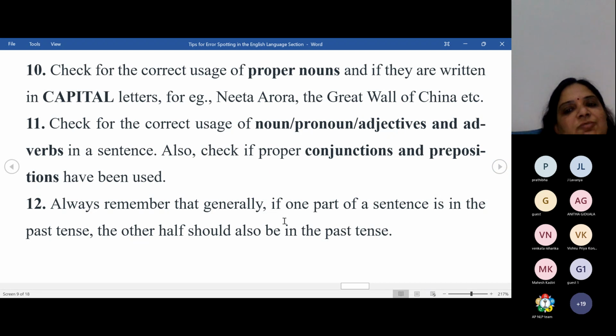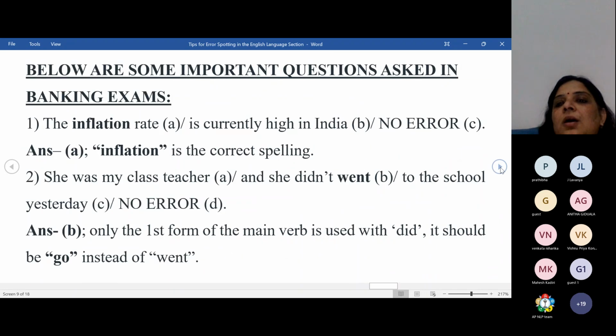Always remember that generally, if one part of a sentence is in the past tense, the other half should also always be in the past tense. This is something which is there, okay? Now, there are a few examples. Let's see if you can find out. The inflation rate is currently high in India.